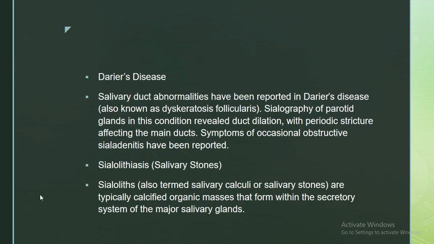Now we have Darier's disease. Salivary duct abnormalities have been reported in Darier's disease, or what is known as dyskeratosis follicularis. Sialography of parotid glands in this condition revealed duct dilatation with periodic stricture affecting the main duct. Symptoms of occasional obstructive sialadenitis have been reported during this condition.